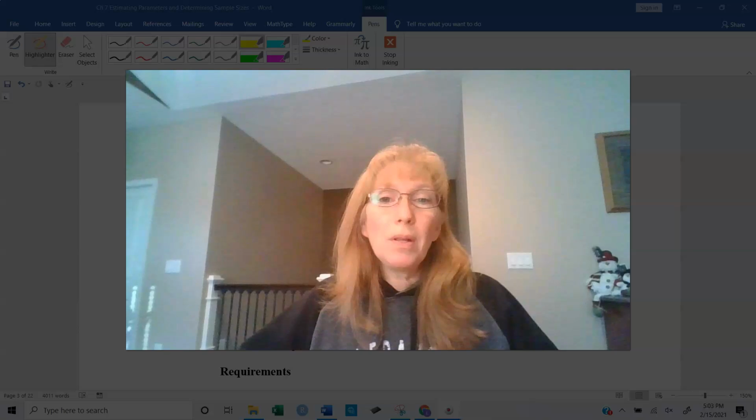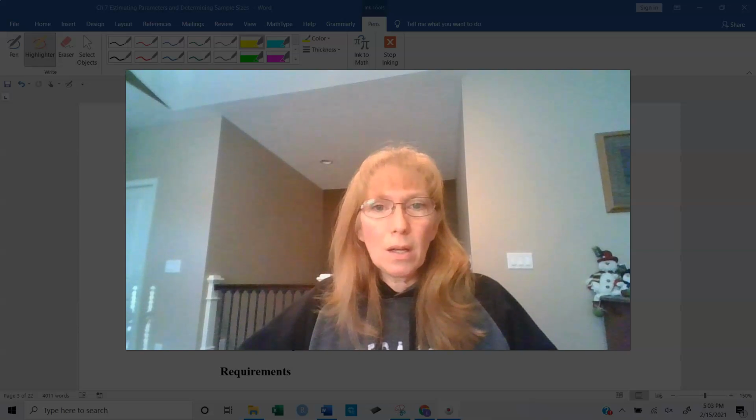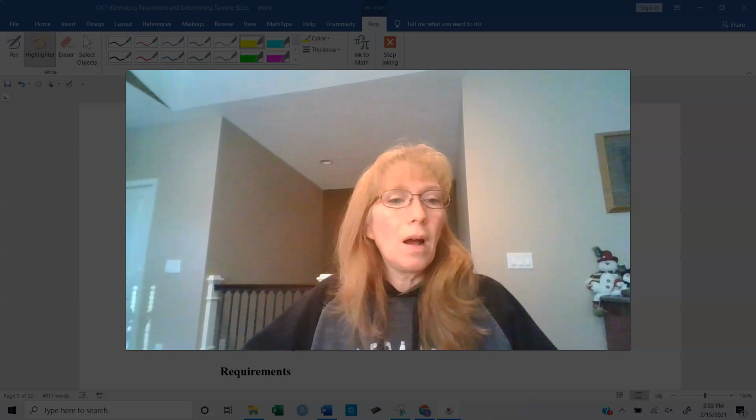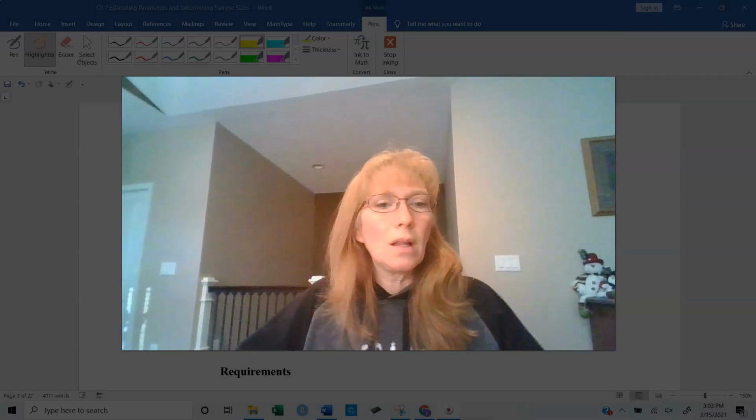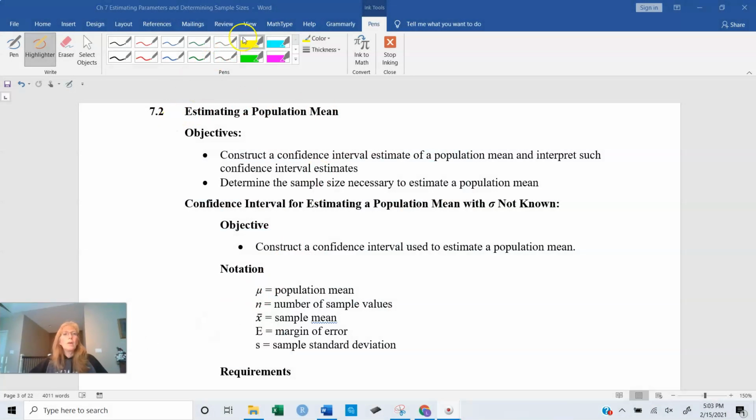This is 7.2, estimating a population mean. It is almost identical to 7.1, except now we will do mean when we go to StatDisk instead of population proportion. Make sure you've got StatDisk ready, and let's go. We will be doing the same thing, except now it's population mean. We will do confidence intervals, and we will be determining sample sizes, so nothing different.